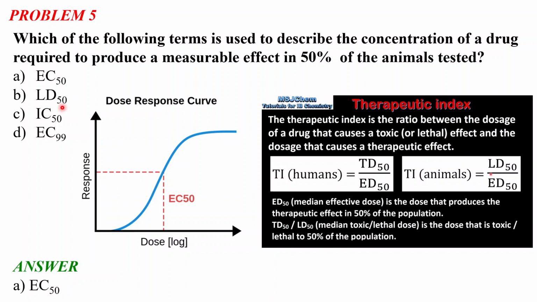So both are more or less the same. D stands for dose, and C stands for concentration, and both are used in the same sense. There is one more thing, which is called the therapeutic index. I have given it here because I think it is related to these kinds of terms.